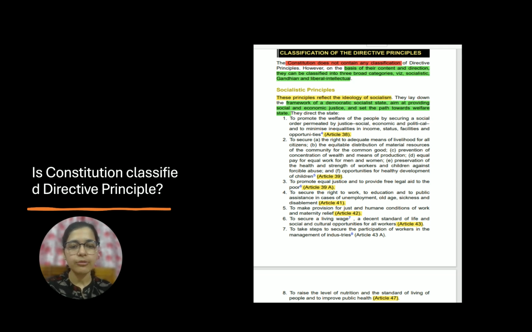Article 41 secures the right to work. Article 42 makes a provision for just and humane conditions. Article 43 secures a living wage, and Article 43A takes steps to secure the participation of workers. Article 47 raises the level of nutrition and the standard of living of the people.